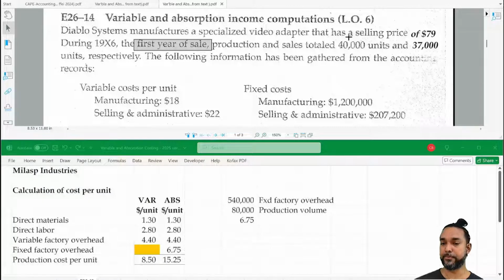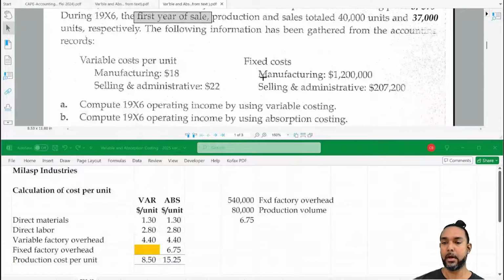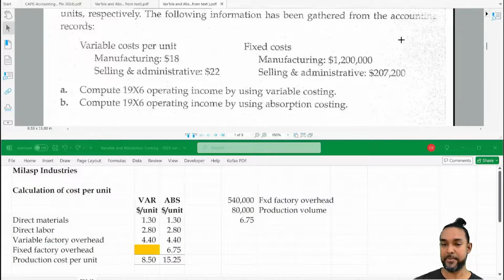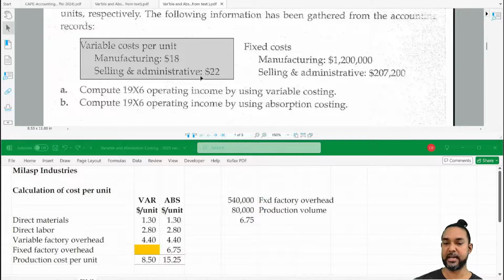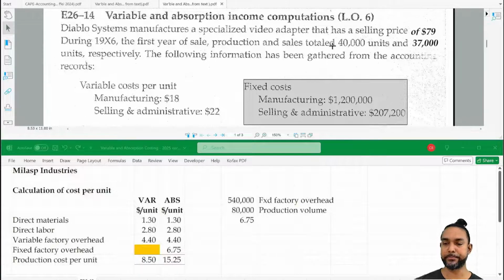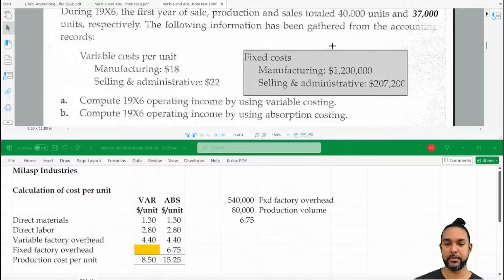So production total 40,000 and sales total 37,000. So that should tell us, hey, I made 40,000, but I only sold 37,000, which means I have 3,000 units left as my closing inventory or inventory of finished goods. Now, it says here, following information has been gathered from the accounting record. So variable costs per unit, we have manufacturing, selling and admin. Then we have fixed costs in total, right? 1.2 million and 207,200. So they want the operating income.